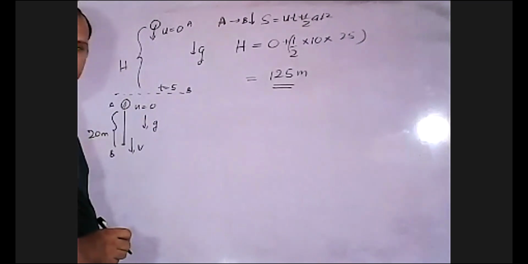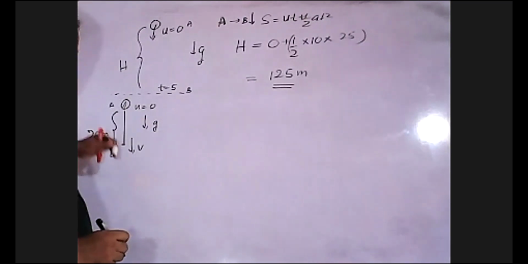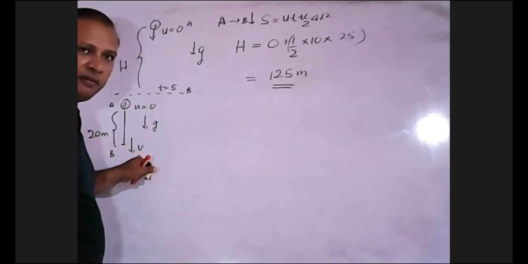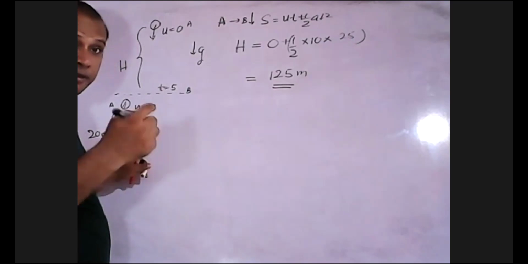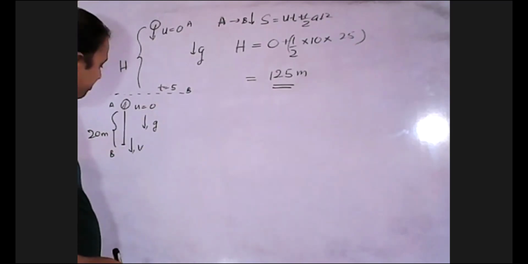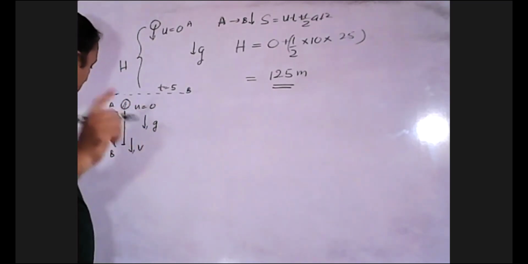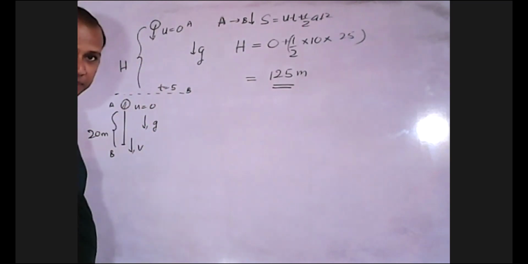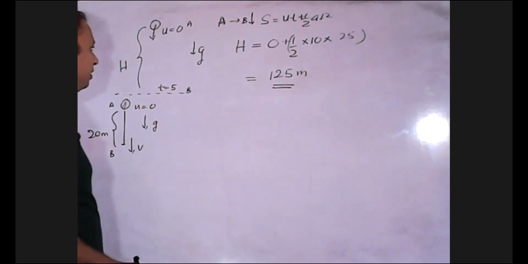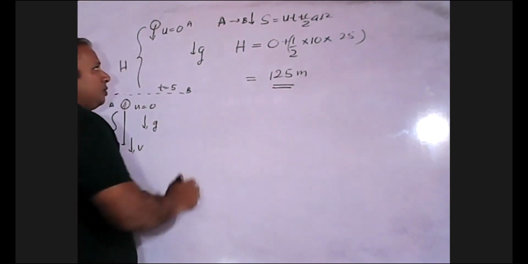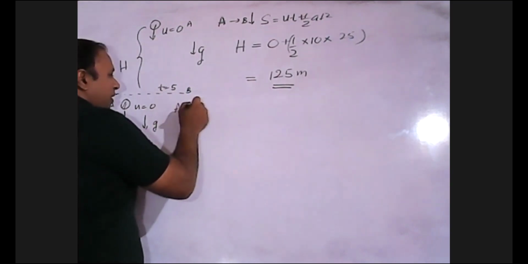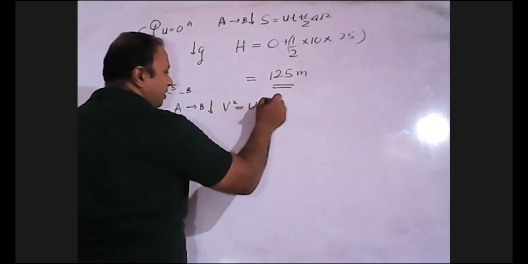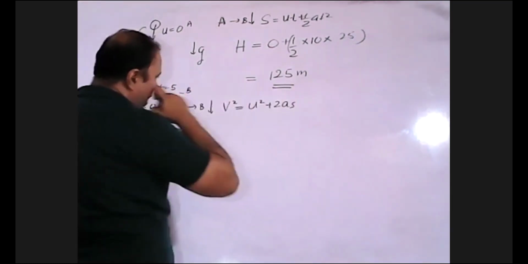In here, you want to find the value of v, therefore definitely the equation should include v, and you know the values of s, u and g. There's no t. Therefore, v squared equal u squared plus 2as. A to B in downward direction, v squared equal u squared plus 2as. That is the equation.